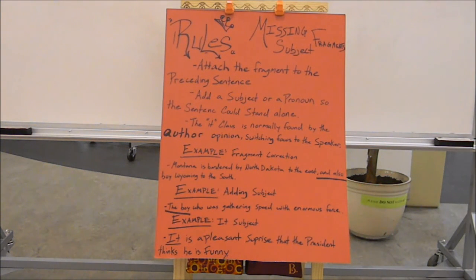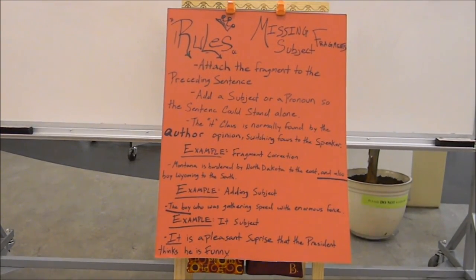Missing subject fragments. Rules: attach the fragment to the preceding sentence, or add a subject or a pronoun so the sentence can stand alone. Example: fragment correction. Montana is bordered by North Dakota to the east and also by Wyoming to the south. Example: adding subject. The boy was gathering speed with enormous force. Example: it subject. It is a pleasant surprise that the president thinks he is funny.